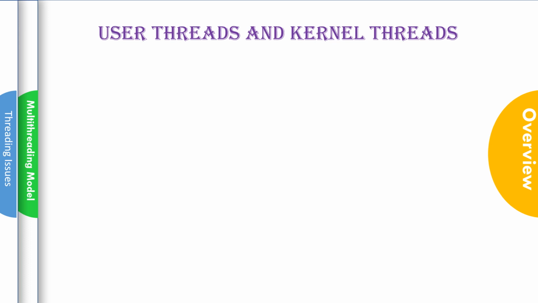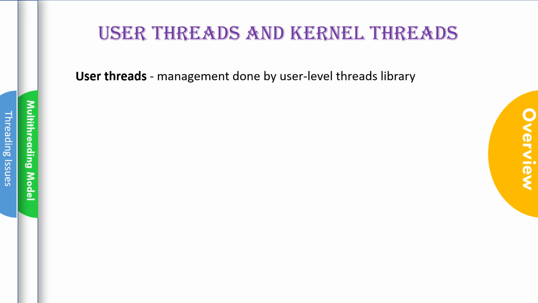User threads and kernel threads. Now I said that there are threads, but threads are of two types, user threads and kernel threads. The threads that are created by an application are all user threads, and the threads that are of the kernel or the operating system are called kernel threads.